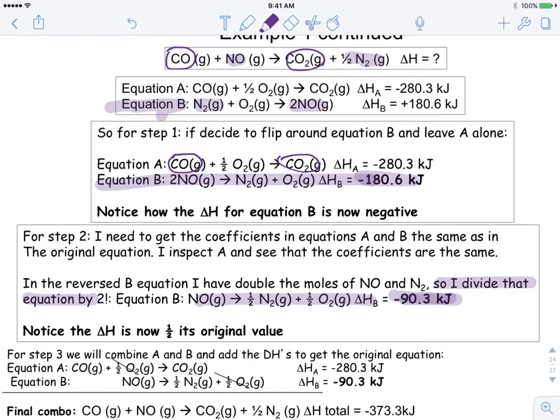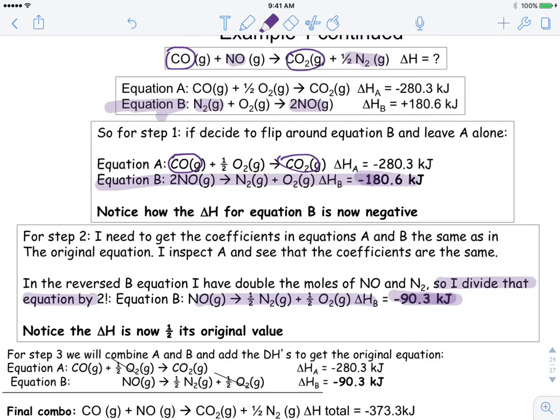I'm interested in two things at the same time when I do these problems. One, I'm interested in the idea that I'm able to add up the equations to get an overall final combination equation. And I'm also interested in keeping track of the delta H values. So look at what happens.